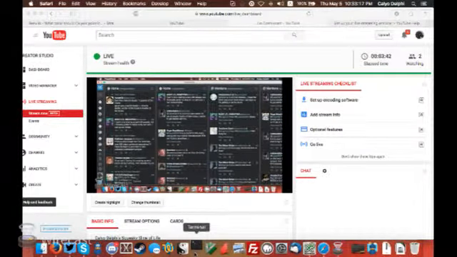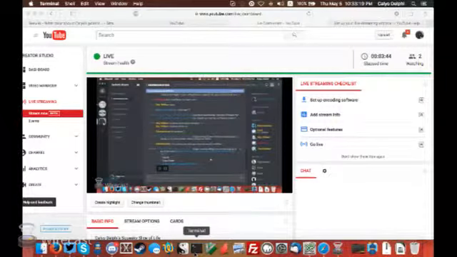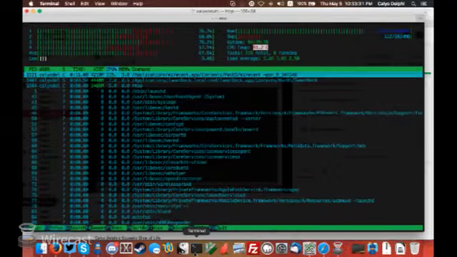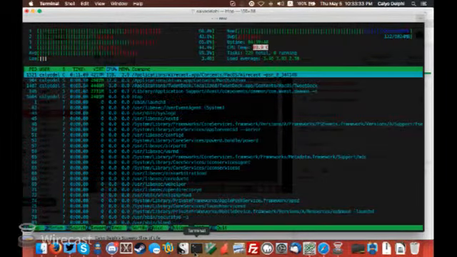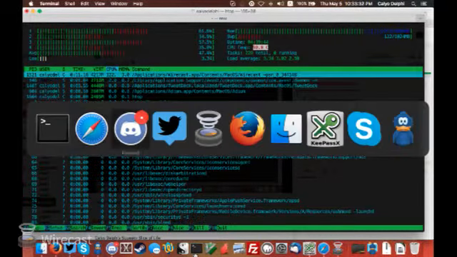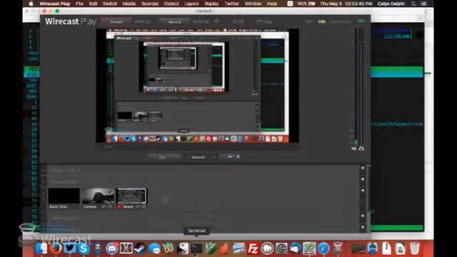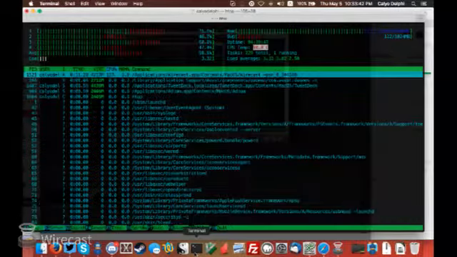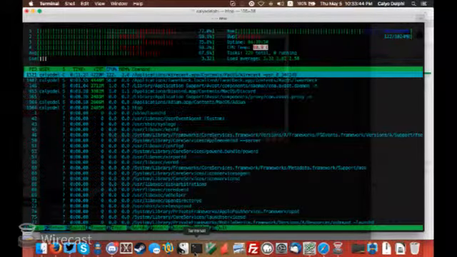I wonder how my CPU is doing. This is like where I do like half the shit on my computer. Yikes. It's pretty toasty. That is toasty.